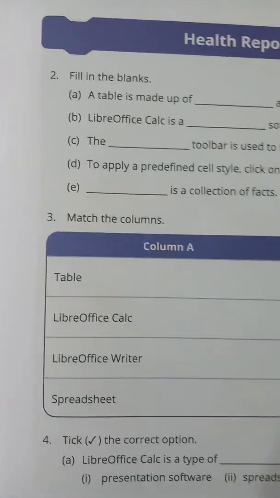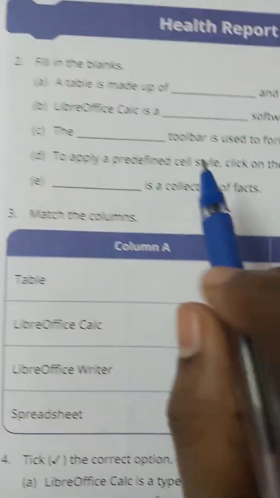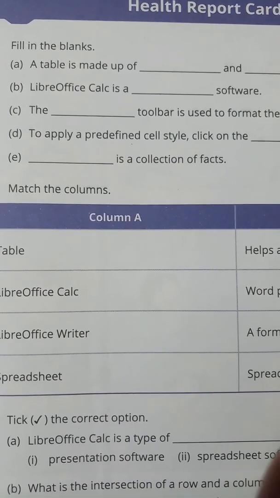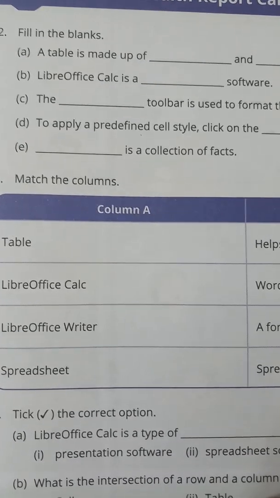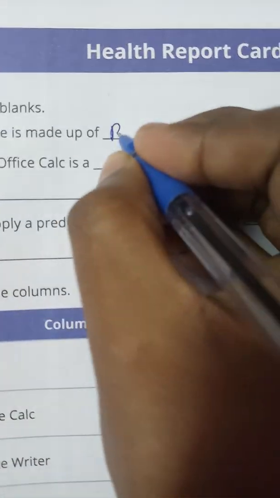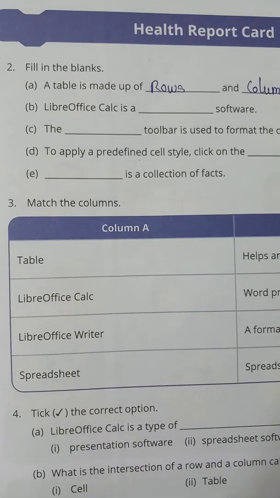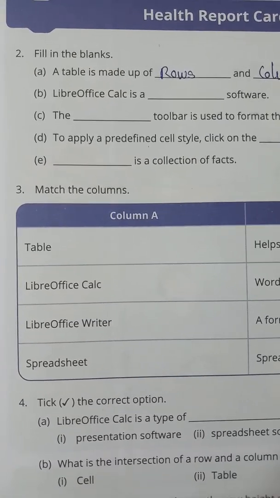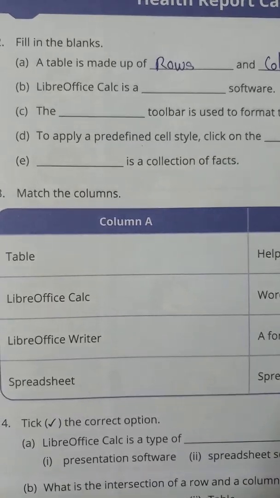The second one is fill in the blanks. The first question is: a table is made up of dash and dash. It consists of rows and columns. The second question is: LibreOffice Calc is a dash software. It is a spreadsheet software.